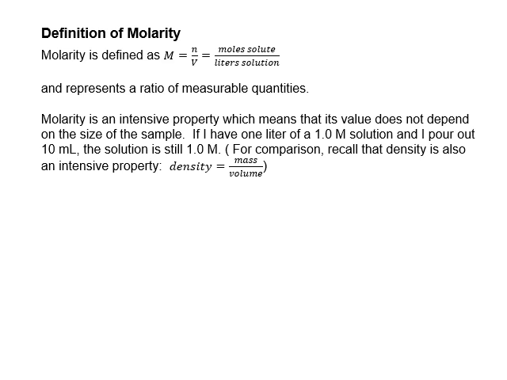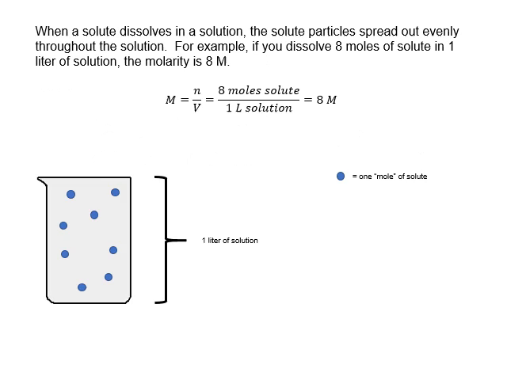For comparison, recall that density is also an intensive property. Again, it's a ratio of two quantities, mass to volume in that case. When a solute dissolves in a solution, the solute particles spread out evenly throughout the solution. For example, if you dissolve 8 moles of solute in 1 liter of solution, the molarity will be 8 molar, because we take the molarity equation, put the moles of solute on top, and divide by the liters of solution.